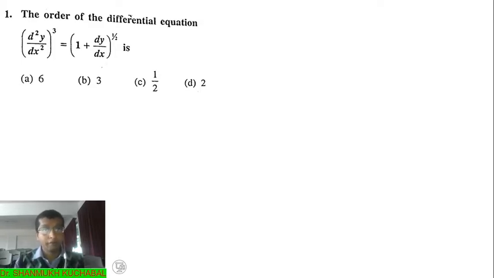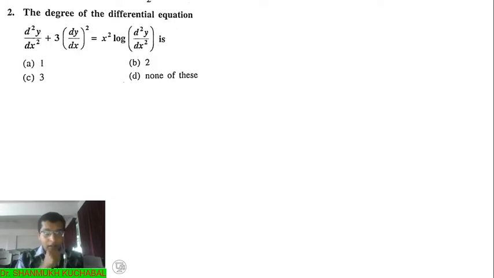Here the order of a differential equation is, that is here dy by dx is a first order, and d square y by dx square is a second order. By the definition, the order of the differential equation is the highest order of the derivative. So the highest order is 2 here, therefore it is option D, 2 is the right answer.